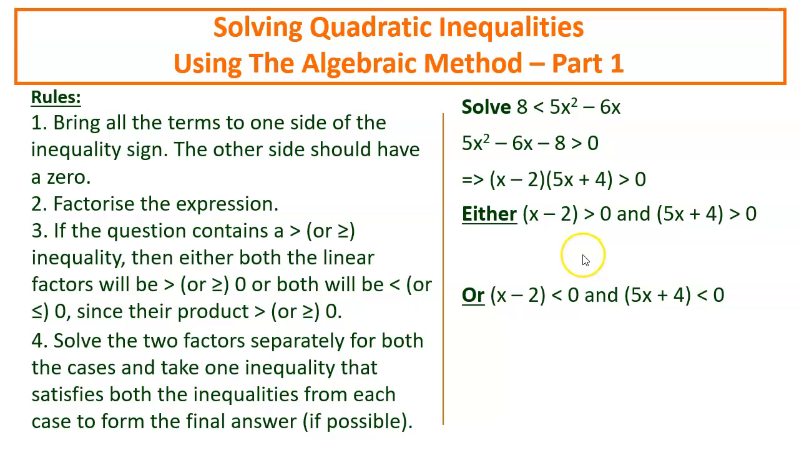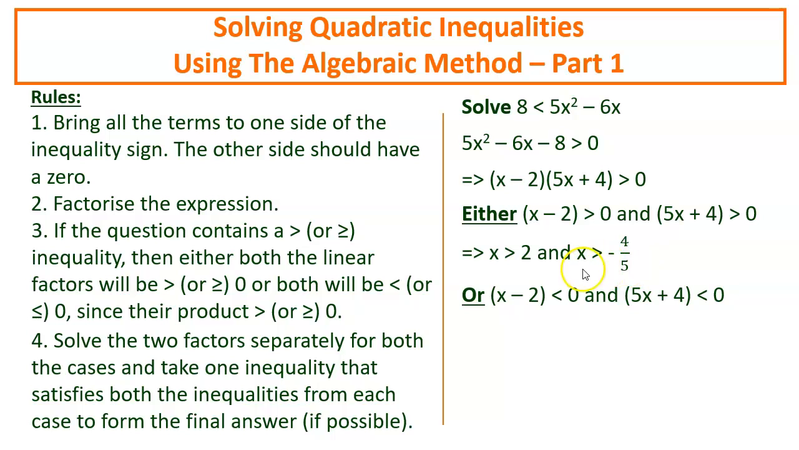X minus 2 is greater than 0 means x is greater than 2. And 5x plus 4 is greater than 0 means x is greater than negative 4 over 5. And we have to take a single inequality out of these two, which will be satisfying both. Let us start with x is greater than negative 4 over 5. If we take the value of x to be equal to 0, then 0 is definitely greater than negative 4 over 5. But 0 is not greater than 2.